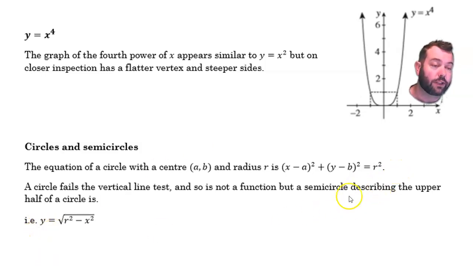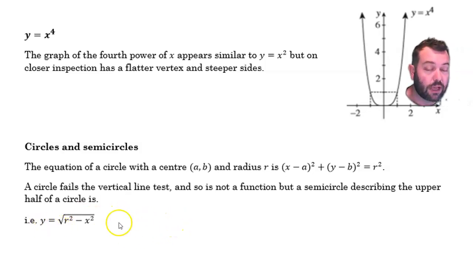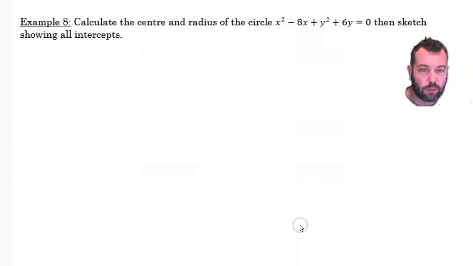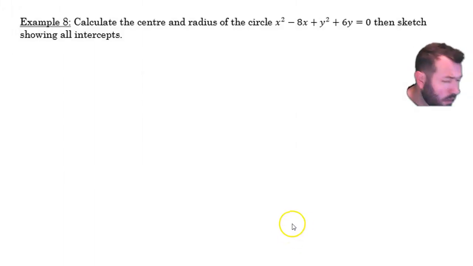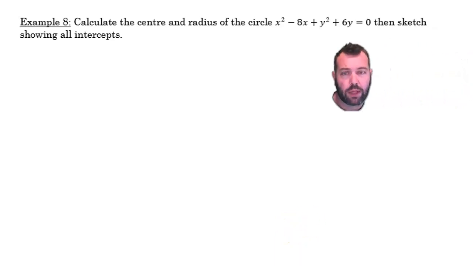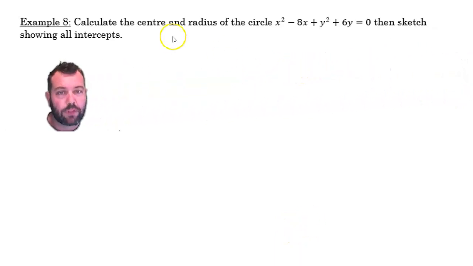Okay, now rearranging this formula here, we would get something like y equals the square root of r squared minus x squared. I haven't got any translation involved in that. That is the centre at the origin. Now I think we have an example here that we're going to have a look at, and it's reasonably complicated. Now, the centre and radius of this circle, we need to find that.